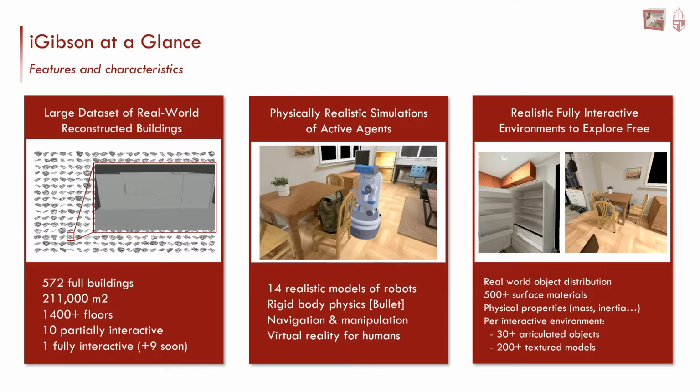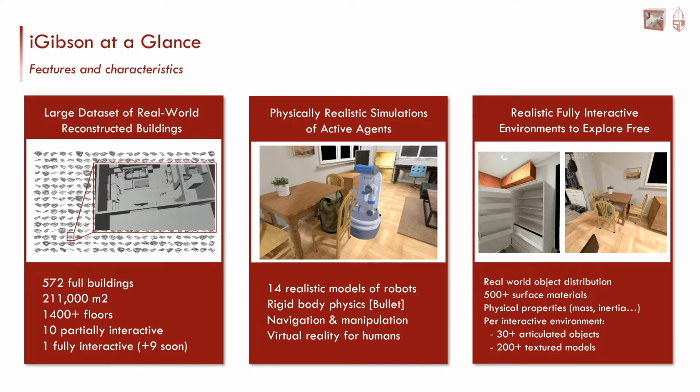To give you some quantitative numbers of how large iGibson is, iGibson has a large dataset of real-world reconstructed buildings. We have 572 buildings, which is 1,400 floors. So we are in the process of annotating these environments to become fully interactive. Currently we have 10 partially interactive environments and 1 fully interactive environment. As we annotate these environments, we will make them available to a broader community.